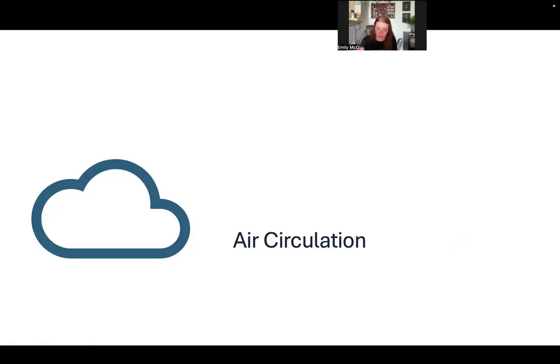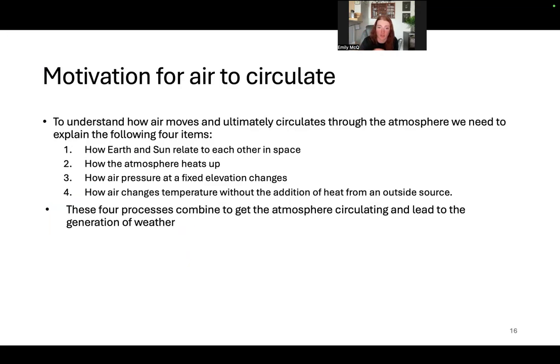So this will feed into circulation. Everything we've talked about thus far, the composition of the atmosphere, the water saturation, and then air pressure, all feed into air circulation. To understand how air moves and circulates, we do need to think about those components that we just talked about, but also the other few components that we haven't, which is how the sun interacts with the composition of the atmosphere, the water in the atmosphere, and air density.